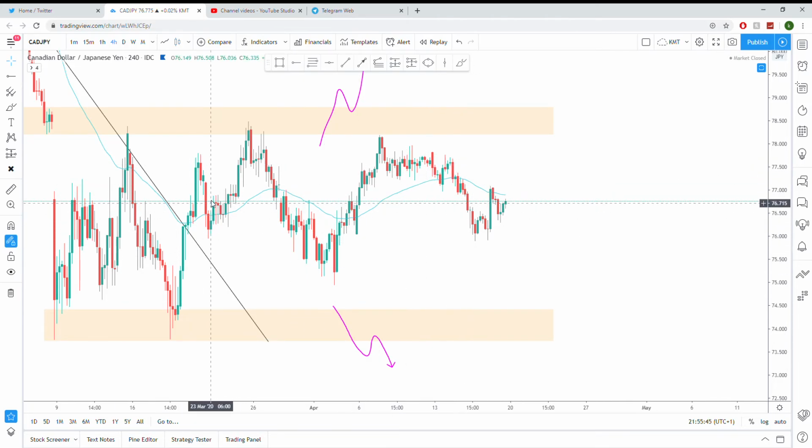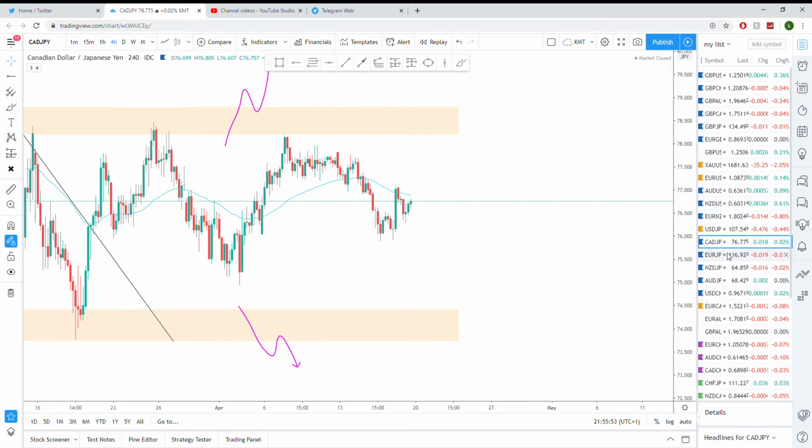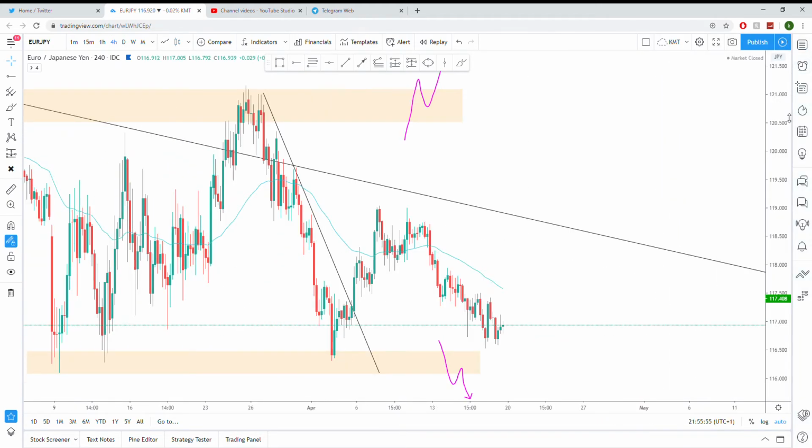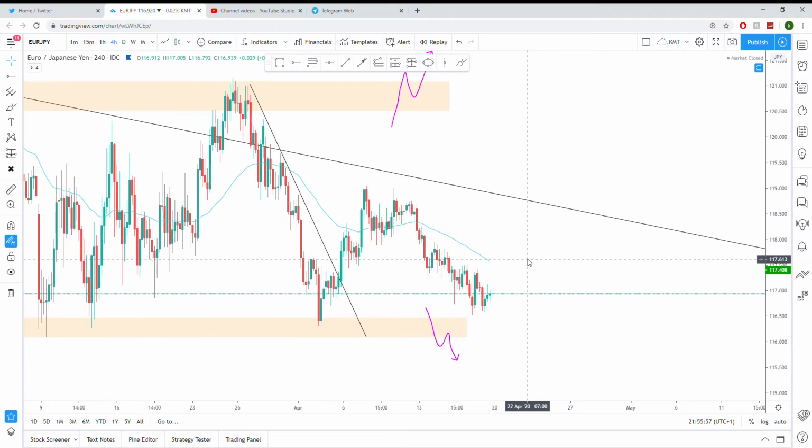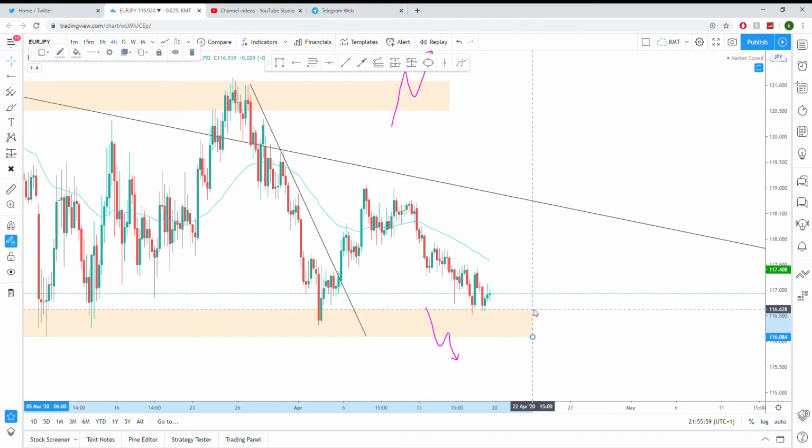So for the meantime, it could just look stagnant until we make a big push. Until then, we're still stuck and we're not looking to trade this at all. Same again with Euro JPY. We're just waiting again for the push to the downside.